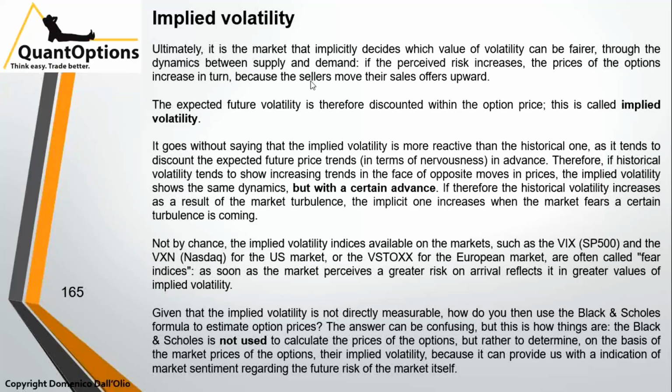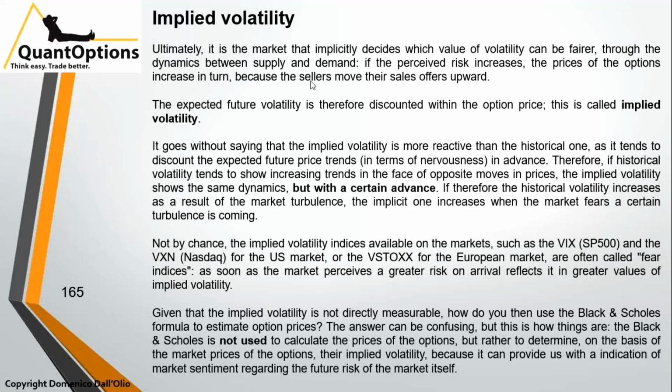It goes without saying that implied volatility is more reactive than the historical one, as it tends to discount the expected future price trends in terms of nervousness in advance. Therefore, if historical volatility tends to show increasing trends in the face of opposite moves in prices, the implied volatility shows the same dynamics but with a certain advance. If therefore the historical volatility increases as a result of the market turbulence, the implicit one increases when the market fears a certain turbulence is coming, so in advance.